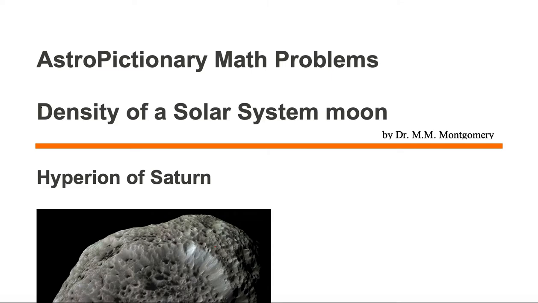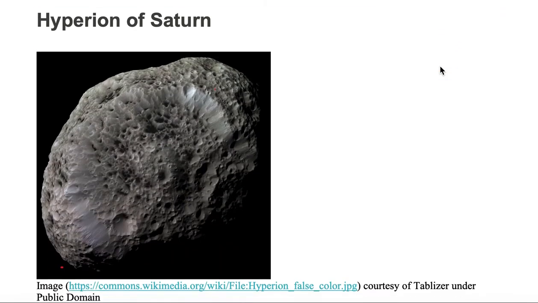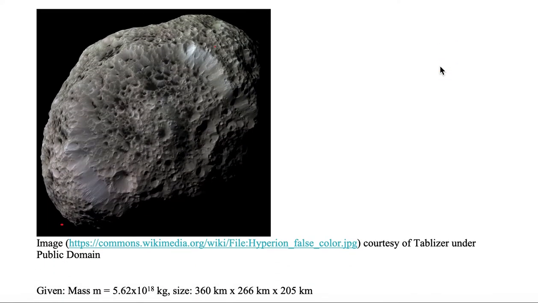In this AstroPictionary Math problem, we want to solve for the density of a solar system moon, namely the moon Hyperion of Saturn. We're given the mass is 5.62 times 10 to the 18th kilograms, and its size is 360 kilometers by 266 kilometers by 205 kilometers.